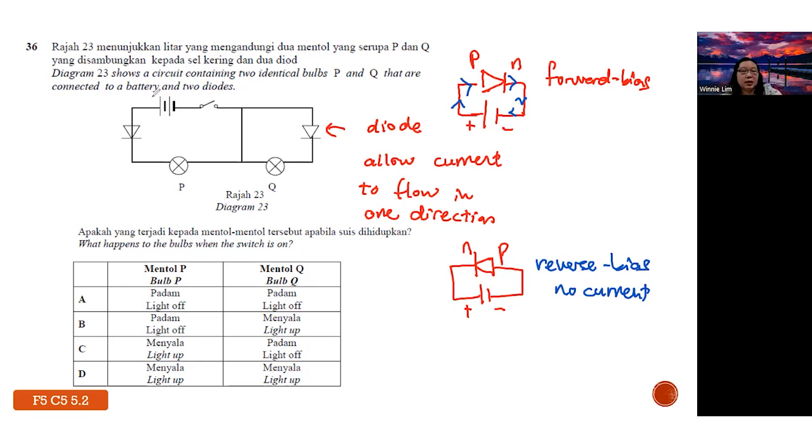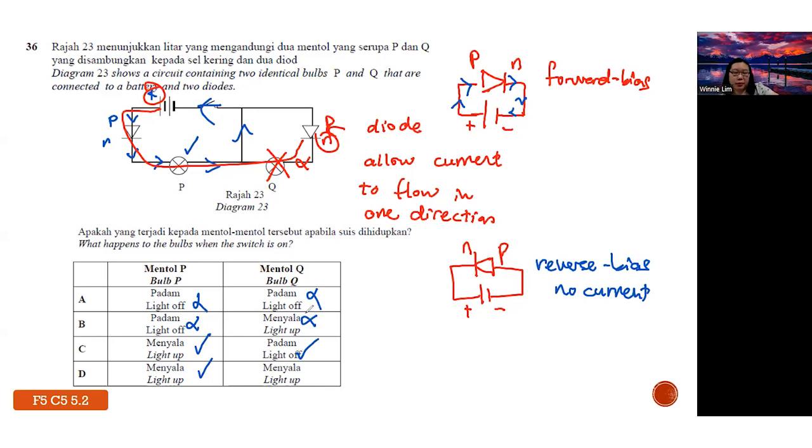So in this case, positive, and then this is P, right? Can current flow or not? Yes, they can allow current to flow if the switch is closed. But for this arrangement of the diode, this is still N and this is P. So positive and N, can current flow or not? Cannot, right? That's why Q cannot light up. Only P is able to light up. So P lights up, Q is off. Okay, see ya.